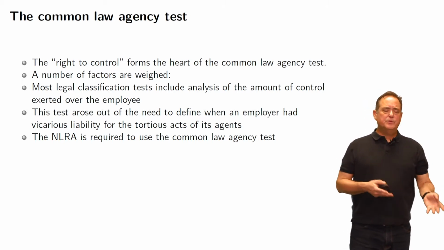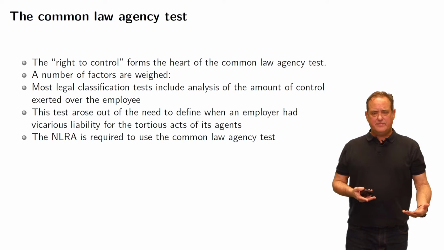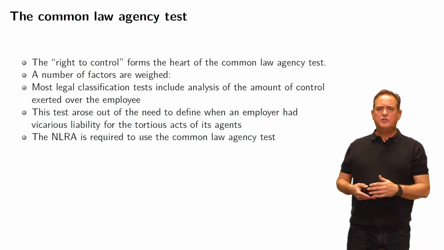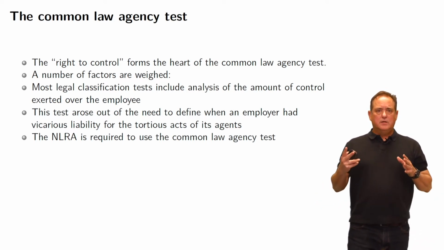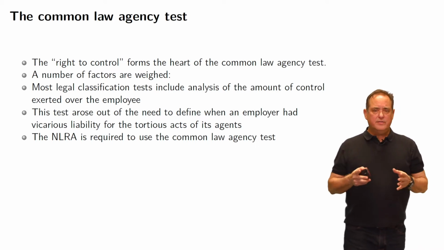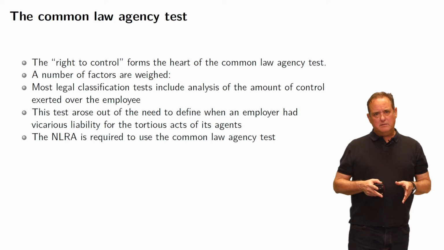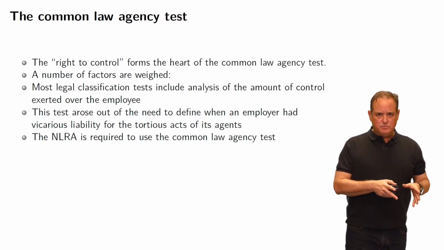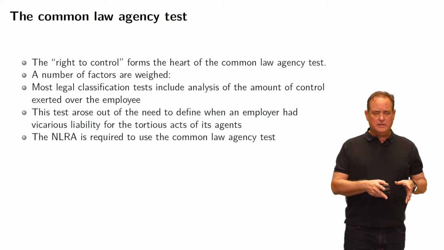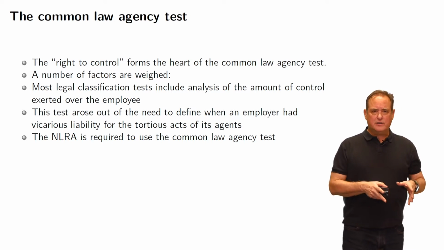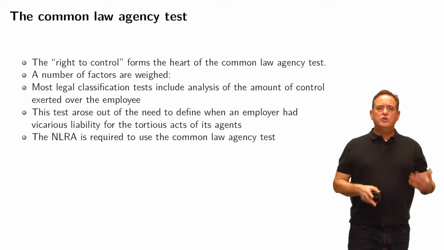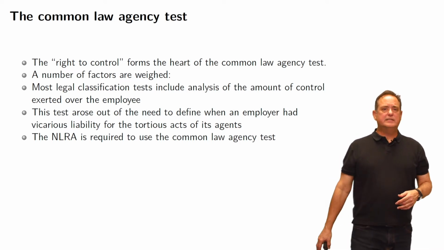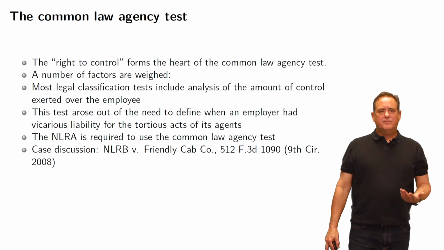So in any dispute about union activity, union organizing, union representation, the NLRA says that in determining whether this person is an employee or an independent contractor, an employee who has the right to union organizing and union activity, or an independent contractor who doesn't have those rights, we use the common law agency test. That's the test that we're going to use.